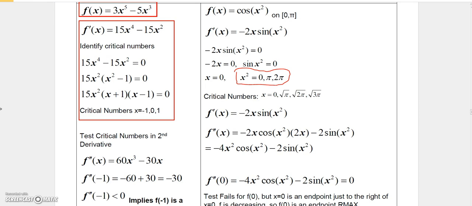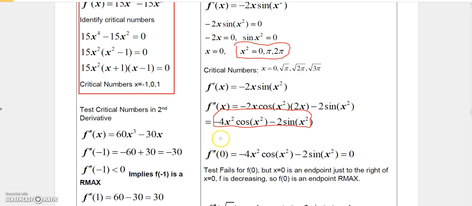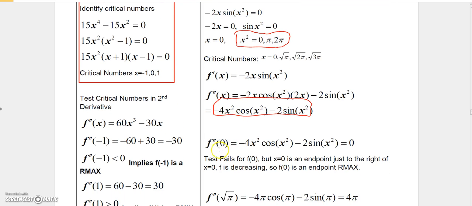Now, I need to evaluate the second derivative. So to get the second derivative, I had to take the derivative of this function, and I just used the product rule, and when I got done, I got this. Now, I evaluated that at 0. When I evaluated at 0, I got 0, so the test failed. But x equals 0 is an endpoint anyway, so I could just determine, since the function is decreasing, that f of 0 is actually what we call an endpoint relative max, because to the right of 0 the function's decreasing.